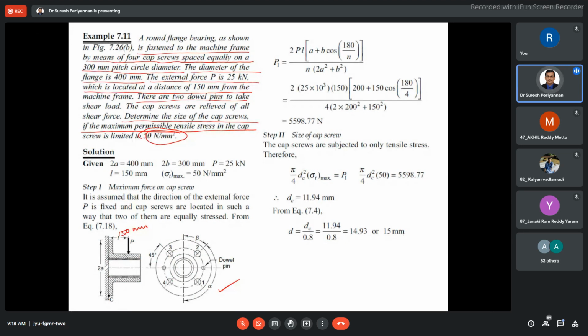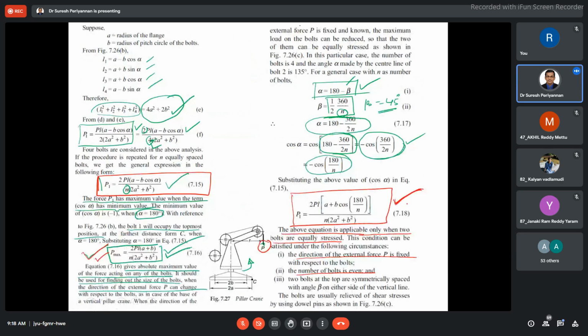Very simple problem. See here, the direction of load is fixed. They already mentioned that it is assumed the direction of the external force is fixed, and 4 cap screws are used here. Now we have to use this formula. This is the fixed condition, and this other one is the condition while the force is varying, that is, the change in direction.